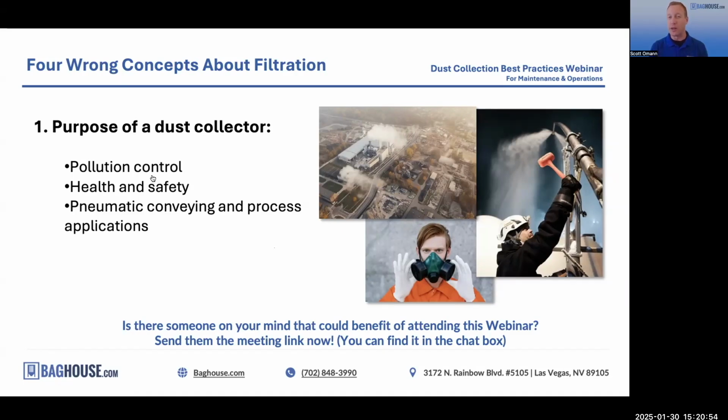So again, we don't want to think of just the baghouse as doing all the work, as the only part of a dust collection system. We want to look at the bigger picture. What are we trying to accomplish? And how are we trying to avoid having any additional dust or nuisance dust?